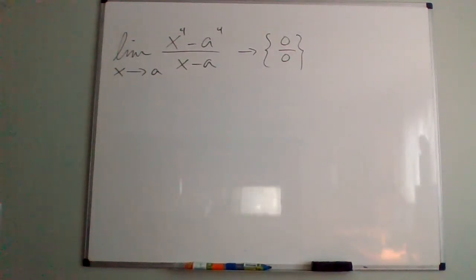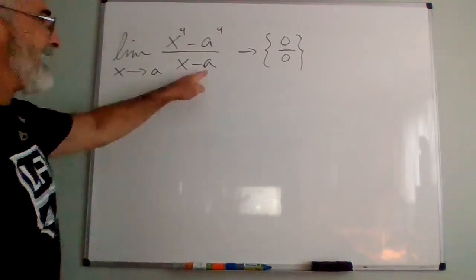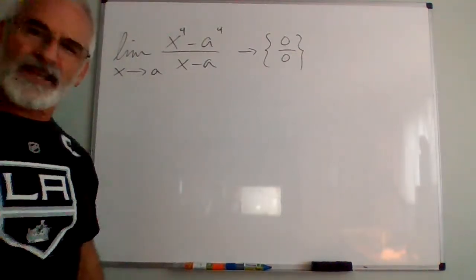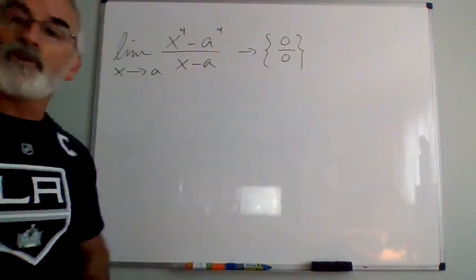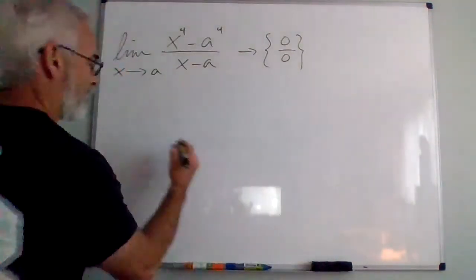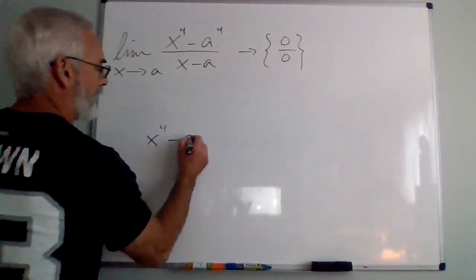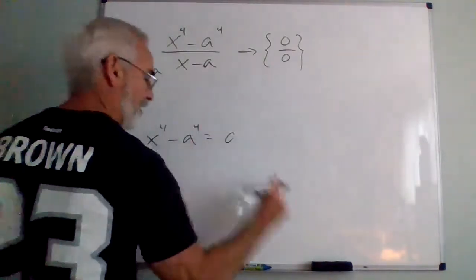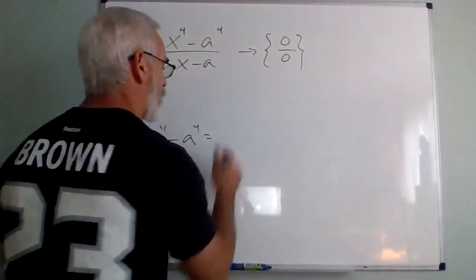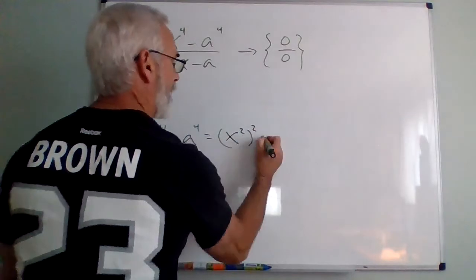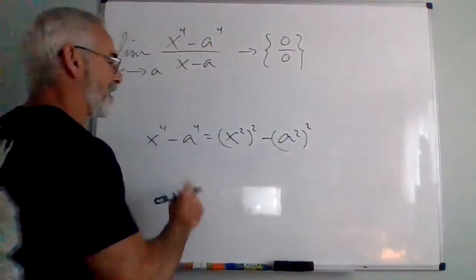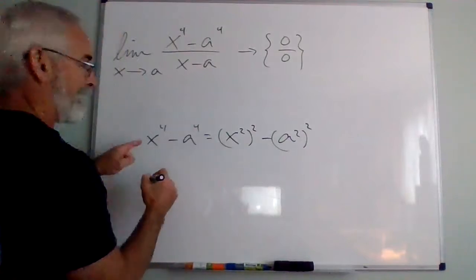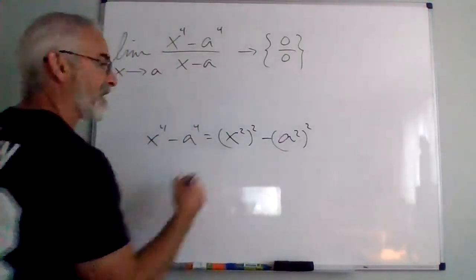And clearly I can factor, except, oh, that numerator is a fourth degree polynomial, and a isn't a specific value. So using synthetic division in this case might be a little bit tricky. But we also notice that the numerator is a difference of squares. So if I treat this as x squared, squared minus a squared, squared, I can think of this as being a difference of squares: x squared being squared minus a squared being squared.